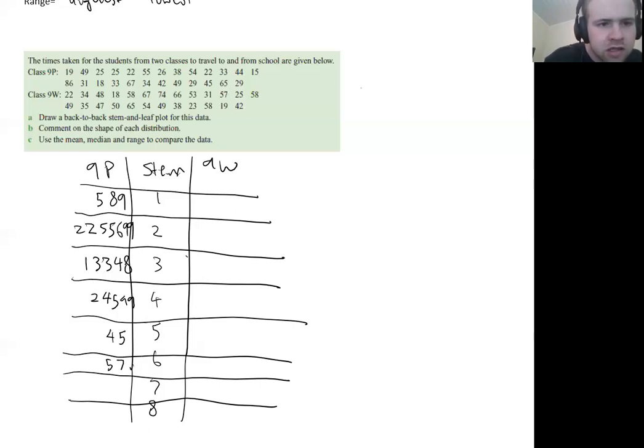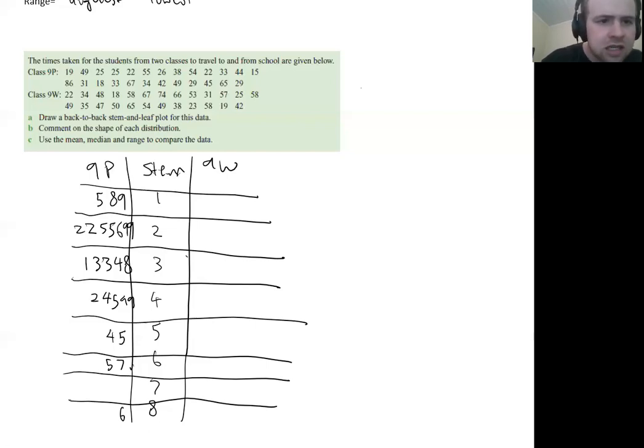We don't have any 70s for 9P, and for 80, we have an 86, so just one data point. Now, there should be 25 data points in your leaf. So 1, 2, 3, 4, 5, 6, 7, 8, 9, 10, 11, 12, 13, 14, 15, 16, 17, 18, 19, 20. We've got 25, which means we haven't missed any numbers. Good job.